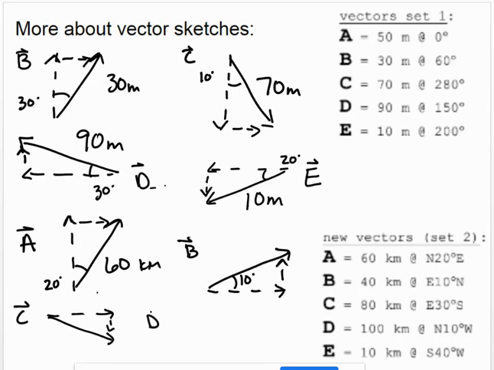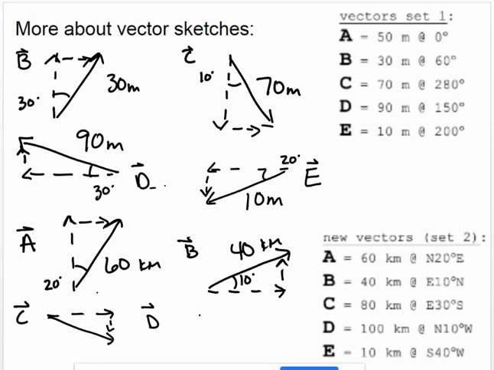I'm going to stop putting in the angles and the magnitudes. I didn't actually put in the magnitude for B. C, D, and E, I'm running out of room, so I'm just going to kind of draw the sketches without the magnitudes and the angles. Of course, you would need to include those in yours.